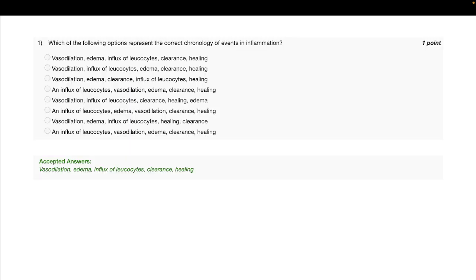Then there is influx of leukocytes, as I said, because they have to clear off this infection. Then there will be clearance. They will clear off this bacterial or viral or whatever microorganism, foreign particle is there, and then afterwards healing will occur. This is how the inflammation occurs. First is vasodilation, edema, influx of leukocytes, clearance, and healing. So that's the correct option.